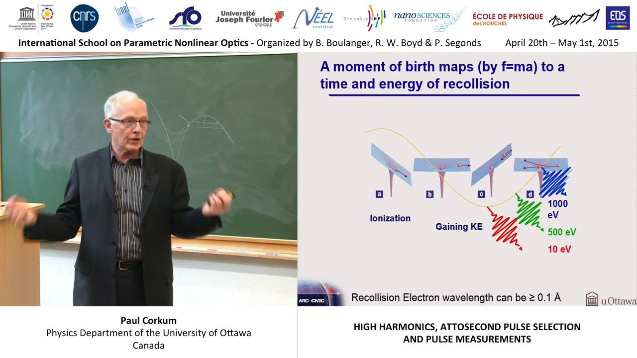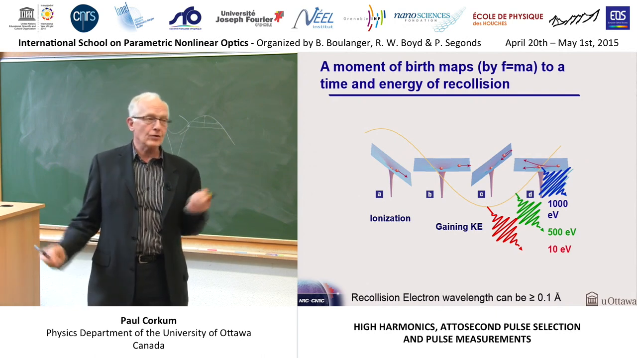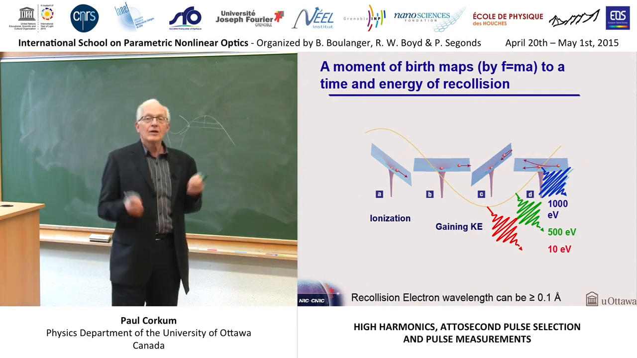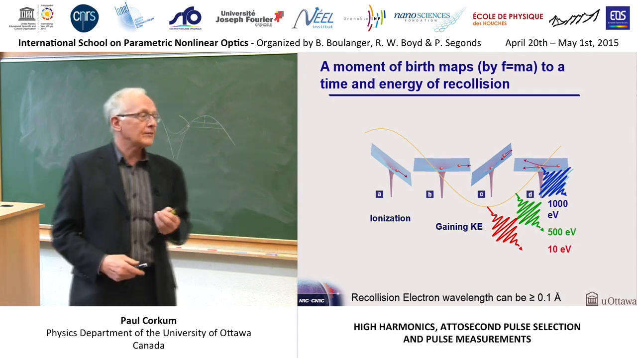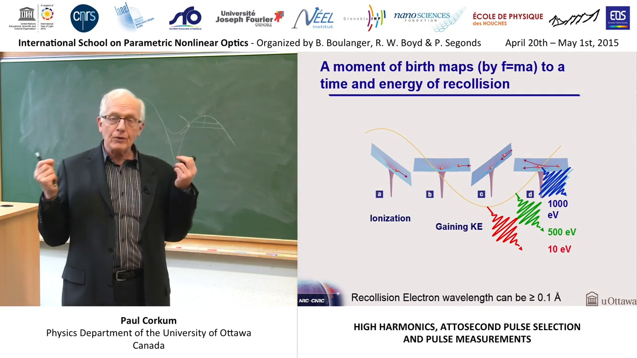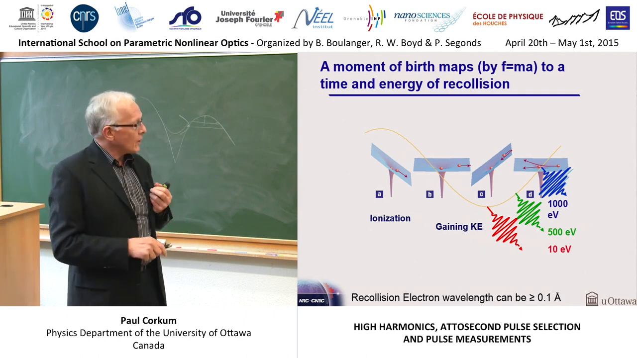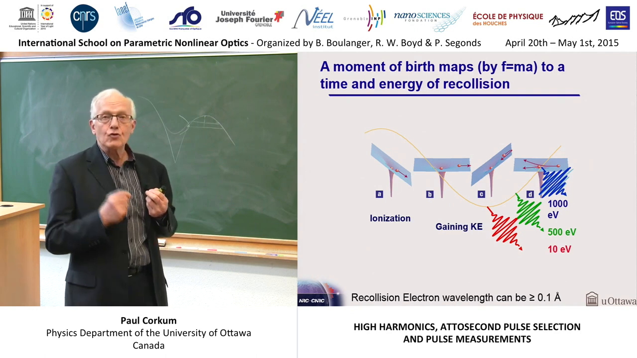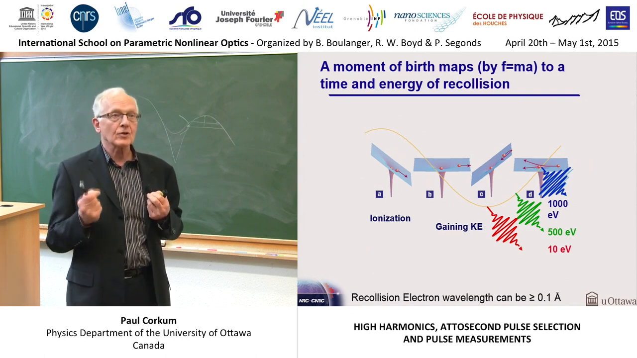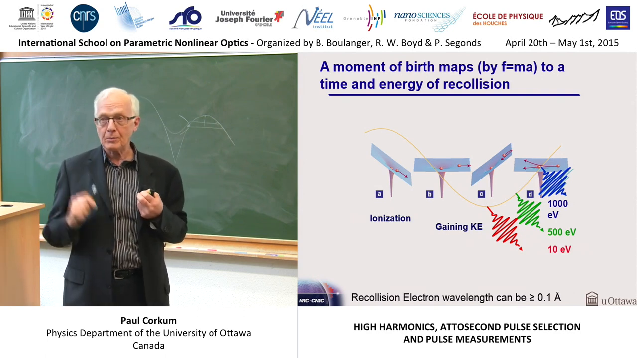This is a process that has 2,000, 3,000, 4,000 photons involved. You can imagine perturbative nonlinear optics has long since gone out the window. In much of the work that's been done, it's been done at 800 nanometers. And if you take, say, neon as the atom, the electron that you drive back can in practice go up to 100 eV or a little more than 100 eV.